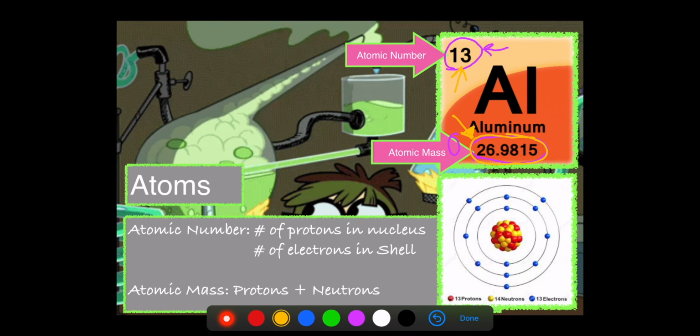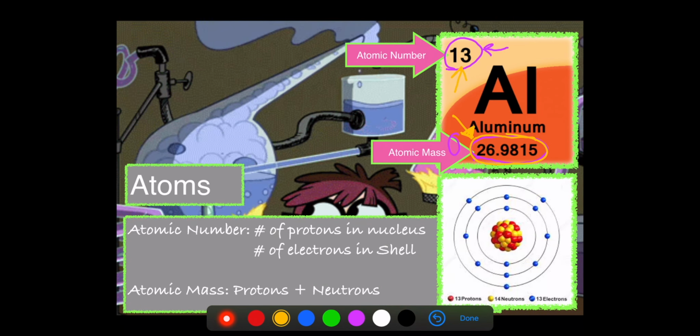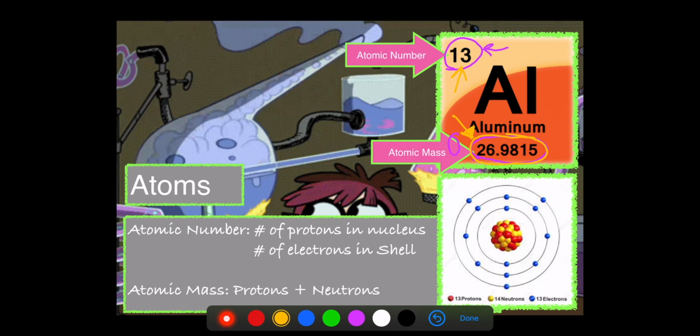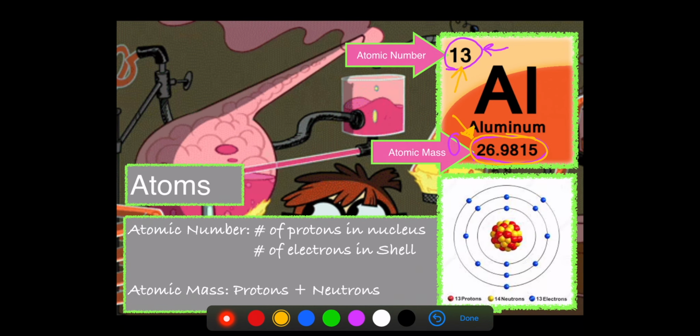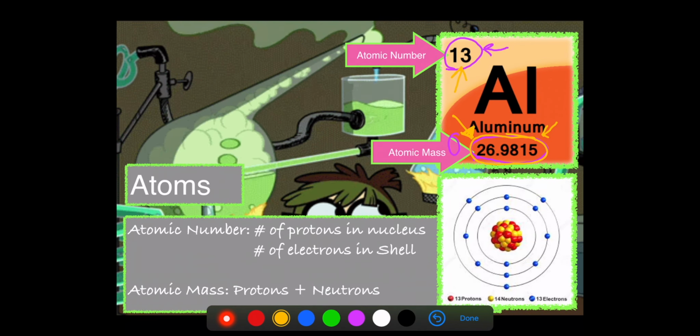If it was 26, it'd be 13 protons, 13 neutrons. But because it's almost 27, that lets you know that most of the time in nature, aluminum has 13 protons, 14 neutrons. Okay, it's an average. So that's how we get that decimal place. Sometimes aluminum will have 13 and 13, right? But most of the time it has 13 protons, 14 neutrons. And how much more often is indicated in that average there. So that's what you're looking at.